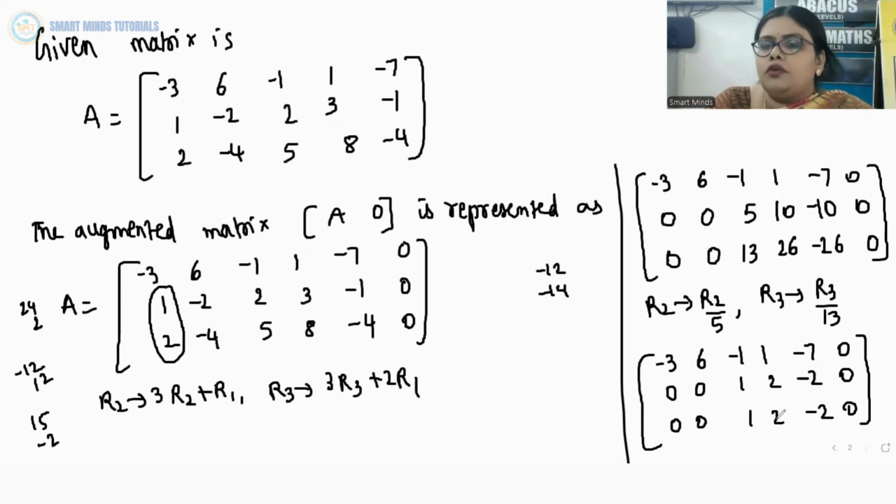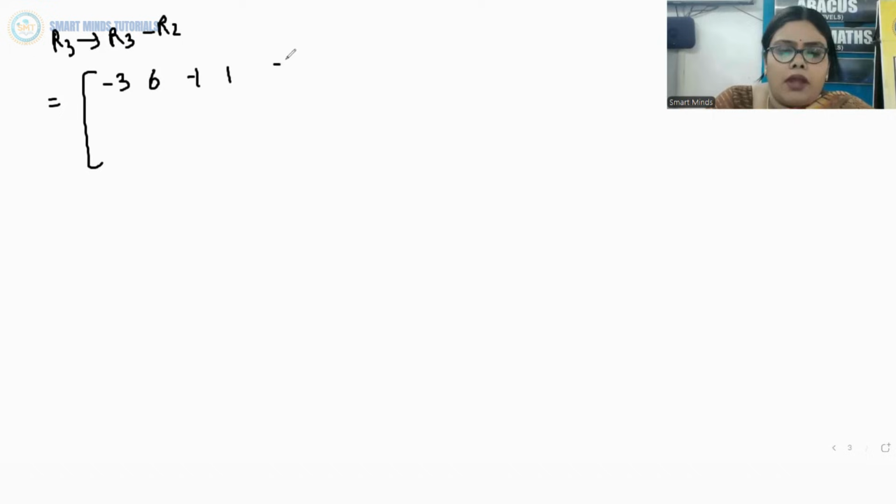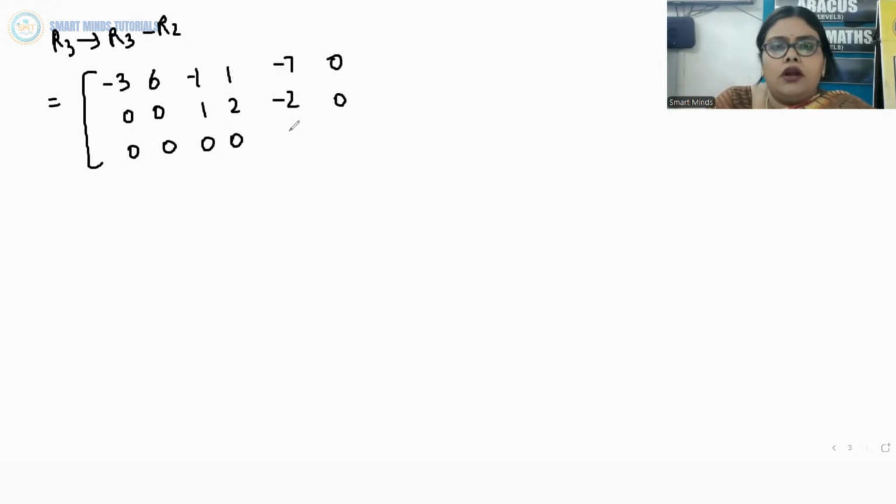So you can see two rows are identical. So we can subtract them. R3 is R3 minus R2 we will do. So the first row remains the same, second row remains the same. -3, 6, -1, 1, -7, 0, 0, 0, 1, 2, -2, 0. Now the whole third row will become 0.